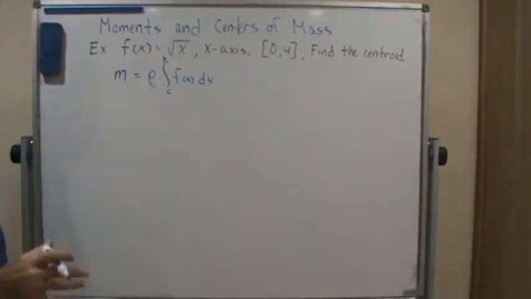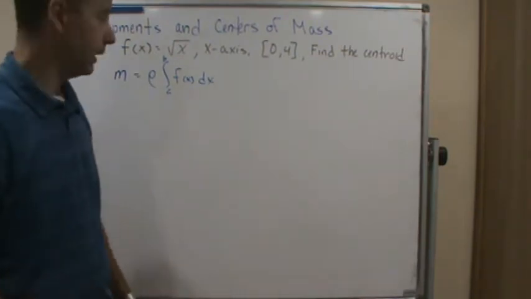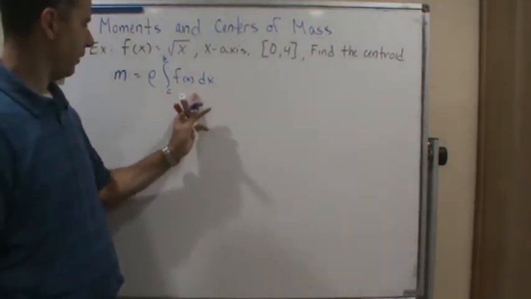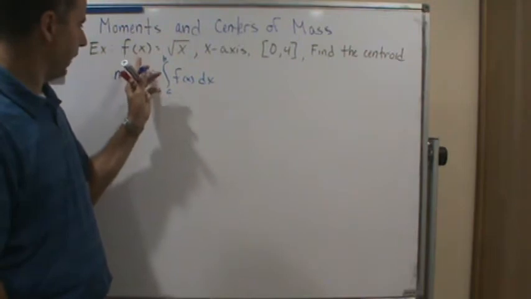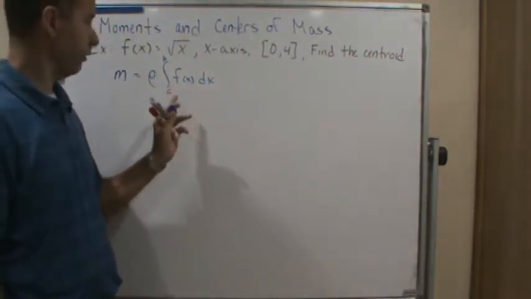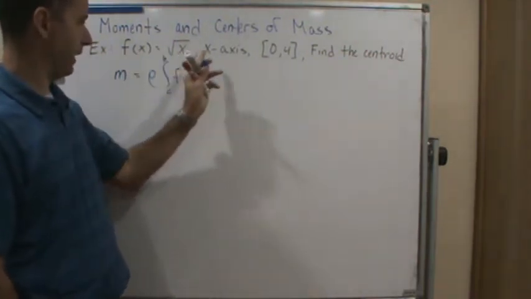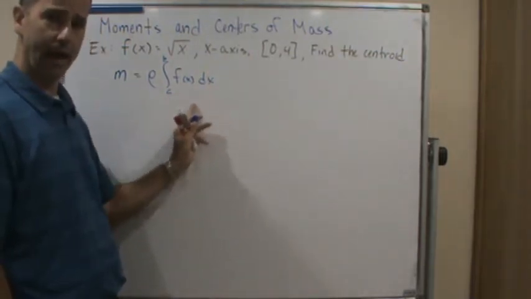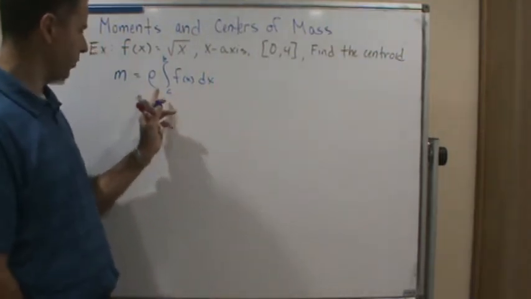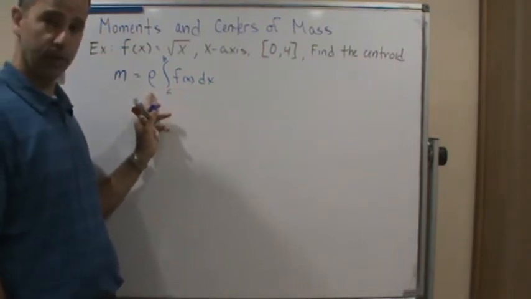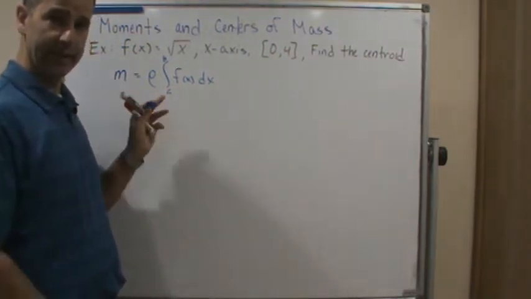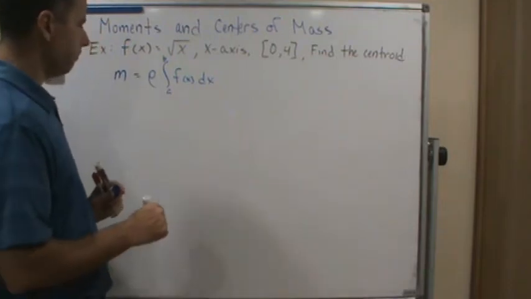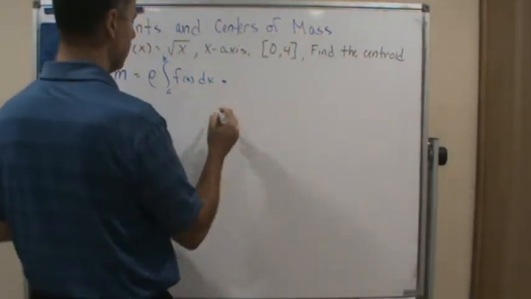Incidentally, this should make sense because this is the area under the curve, between the curve and the x-axis. So this should look very familiar. Then all we're going to do is take that area and multiply it by the density to get mass. Now, let's put in the pieces.